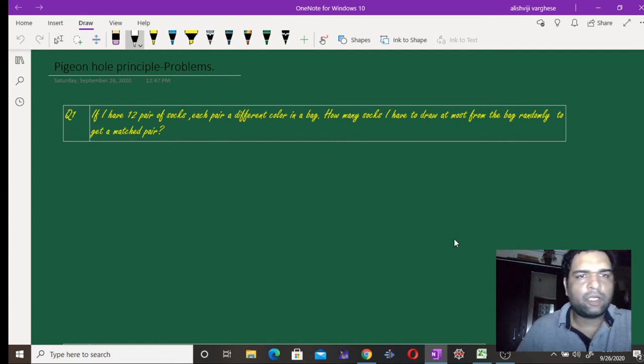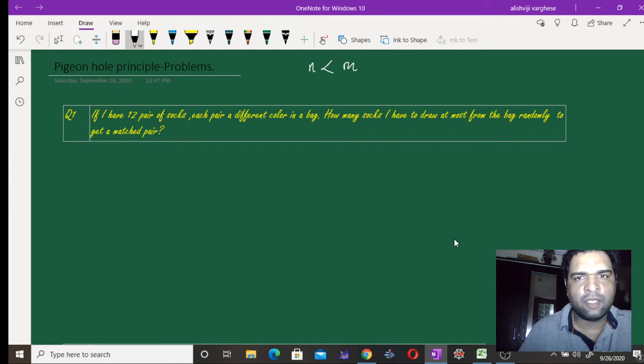Hi everyone. Today we are going to discuss some applications of the pigeonhole principle. In simple words, the pigeonhole principle states that if there are n pigeonholes, and m pigeons run into these n pigeonholes, and if m is greater than n, there are more pigeons than pigeonholes, then at least one pigeonhole will be occupied by more than one pigeon.